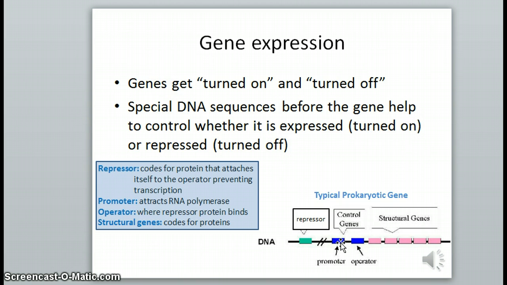The off switch has 2 parts, a protein that acts like a roadblock and the place that this roadblock protein attaches. The repressor is a section of DNA that codes for a protein that acts as the roadblock. And the operator is the section of DNA that the repressor protein will bind to. I know this is very detailed and maybe hard to wrap your head around since it's something you can't see, so let's take a look at an example.